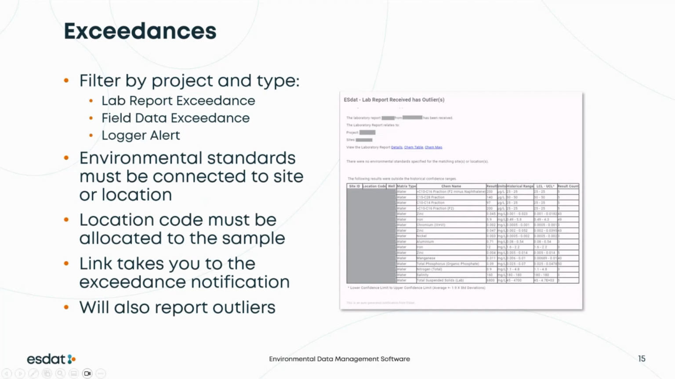So what you will get when you have the exceedances is the report that you're currently receiving via email, which will look something like this. This one in particular is an outlier report. So it just means that that lab report has outliers. If they do exceed environmental standards, it will tell you which environmental standards have been exceeded as well. Really important that the location codes have to be allocated to your chemistry samples for the exceedance functionality to work properly. If you're using LabSync, that's probably going to help you most of the way.